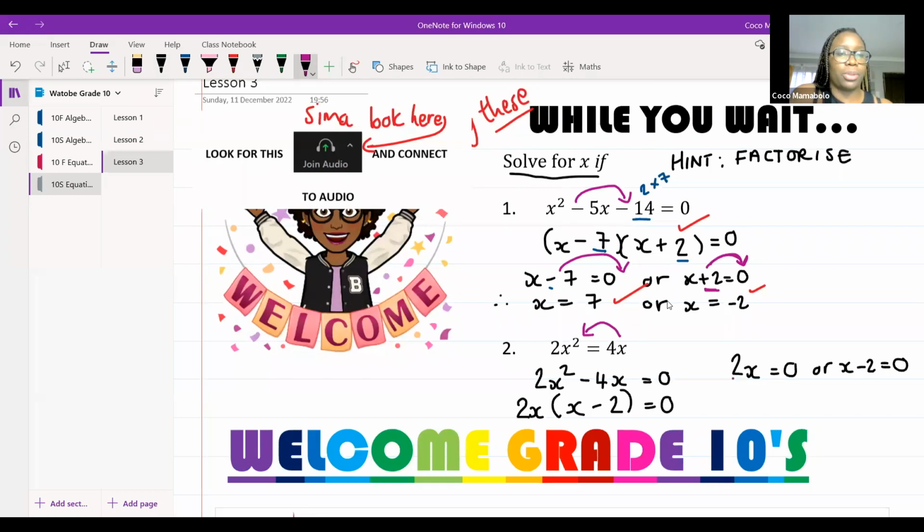Now, if I divide both sides by 2, that's going to cancel. X is equal to 0 divided by 2, which is just 0. Or if I take negative 2 over to the other side of my equal sign, it becomes positive 2, so x is equal to positive 2.